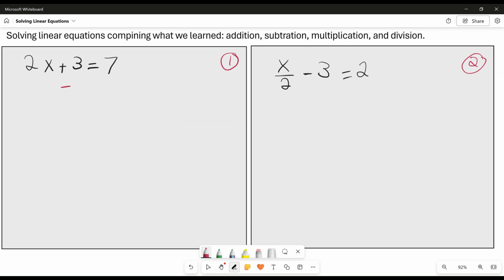So I'm going to subtract 3. And remember, you do it from both sides because you want to keep the equation balanced. So you're going to end up with 2x equal 4. After that, you're going to find a way to get rid of that multiplied 2, and the opposite of multiplication is division. So you're going to divide by 2. So you're going to have x equal 2.